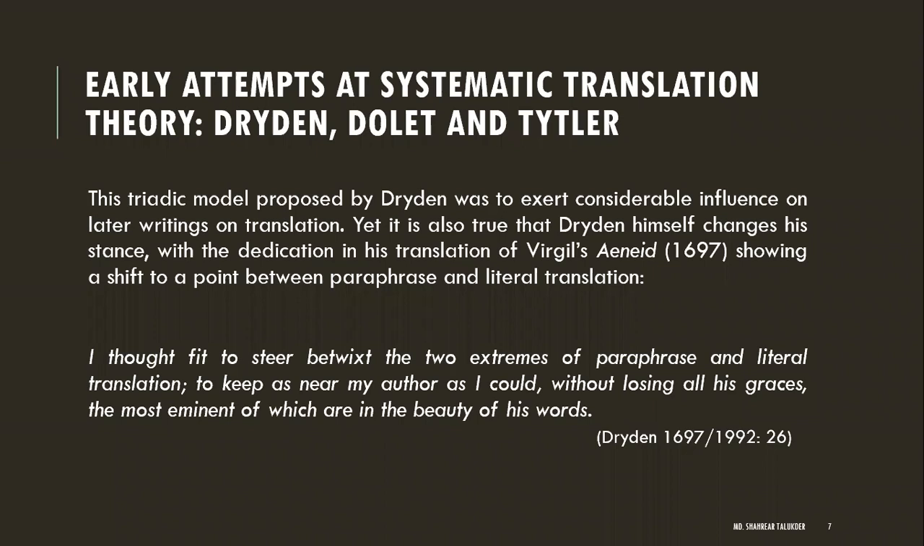When he was translating Virgil's Aeneid, he says, "I thought fit to steer betwixt the two extremes of paraphrase and literal translation, to keep as near my author as I could without losing all his grace, the most eminent of which are in the beauty of his words." It's very interesting now. He's saying that I think I should move in between paraphrase and literal translation. Understood what he says? Betwixt means between.